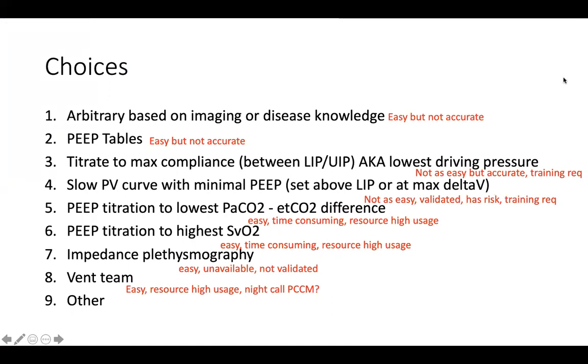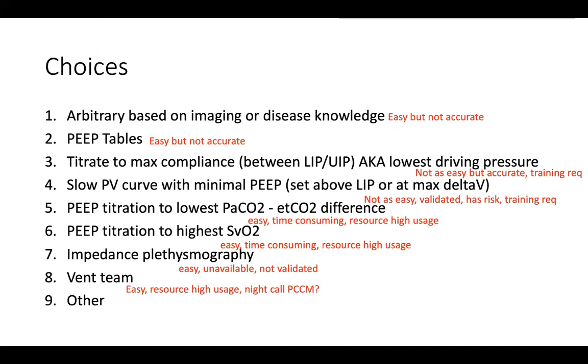Again, titrating based on going up and down on PEEP and calculating that lowest driving pressure. It isn't easy right off the bat, and there's some training required, but it's not difficult. That slow PV curve is definitely not easy. It requires a lot of vent wrangling. It has been validated in small looks, but has some significant risk, and especially since you're dropping the PEEP and changing the tidal volume and the flow rate transiently, it's not one that I would recommend for routine use unless you feel very comfortable and have experience with doing this.